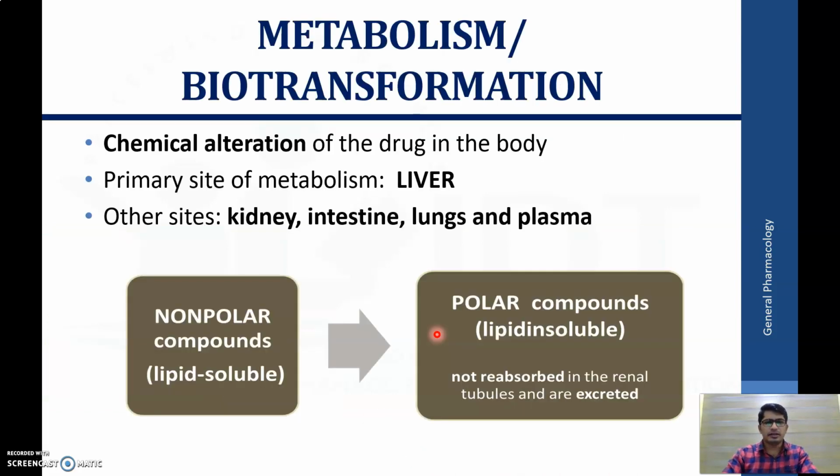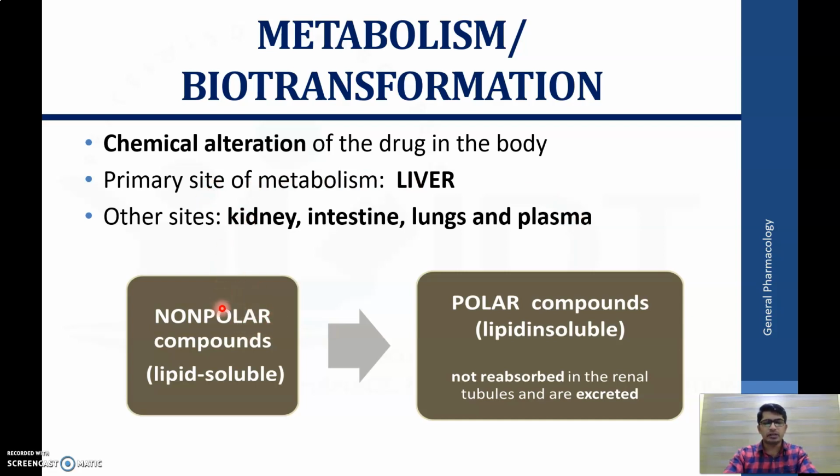So let's start with the definition. It is defined as the chemical alteration of the drug in the body. Now, where will the metabolism take place? The primary site is liver, and other sites like kidney, intestine, lungs, and plasma. Now, what will happen if metabolism takes place?